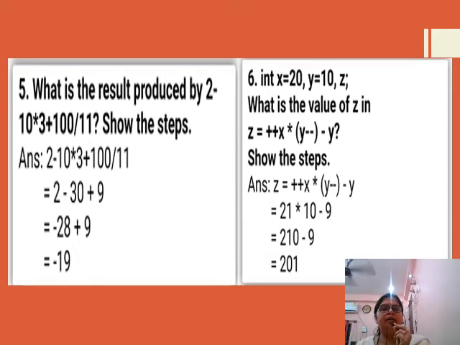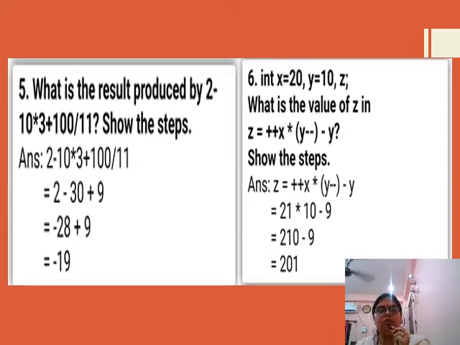Now we will see what is the result produced by 2 minus 10 into 3 plus 100 and 11 divided by 11. See, it is very simple. That's like your mathematics question. You all can do it. The steps have been given here. We will solve it. You can solve it easily.